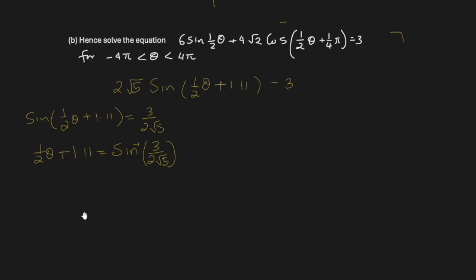Okay, let me isolate half theta to one side. So half theta will be equal to sine inverse 3 over 2 square root 5 minus 1.11. Now sine inverse 3 over 2 square root 5, let me use my calculator for this to find out.